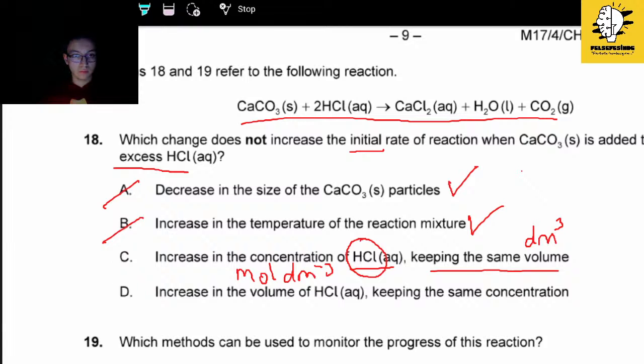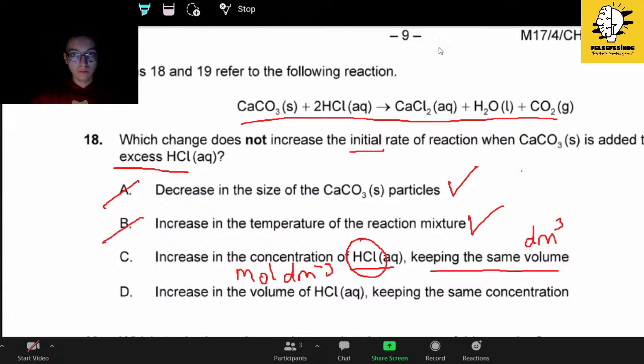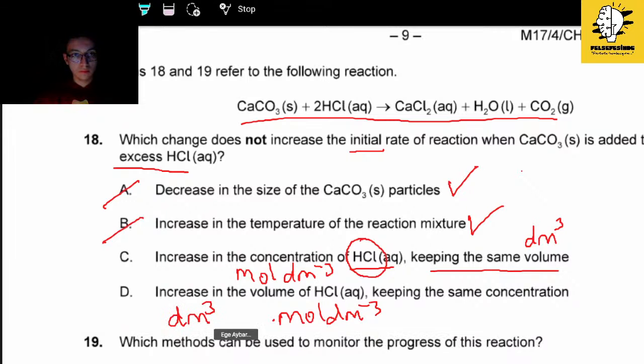And for D, let's hear it. Increase in the volume of hydrogen chloride, keeping the same concentration. Let me write it again. When we increase the volume of hydrogen chloride, then we would have to decrease the molarity of hydrogen chloride to have the same concentration. So yes, it would definitely impact. So I think it's the answer C.